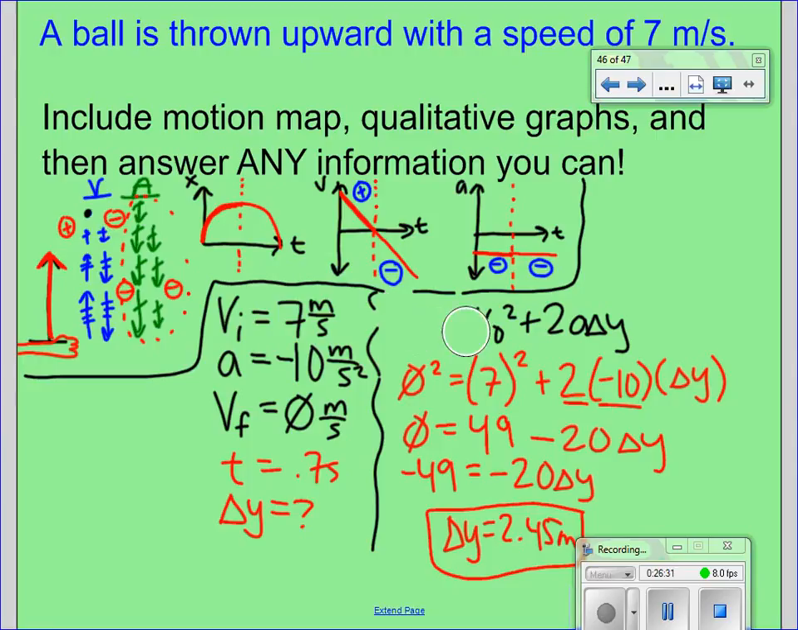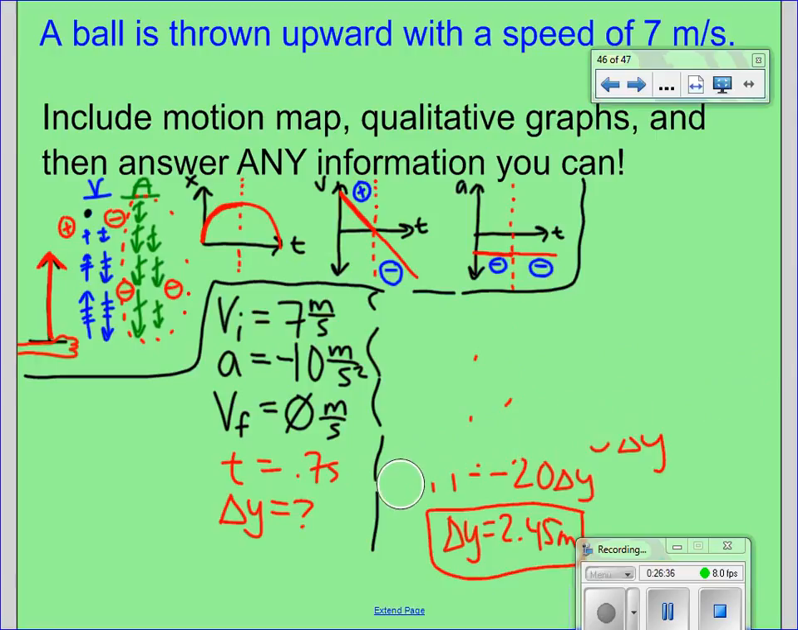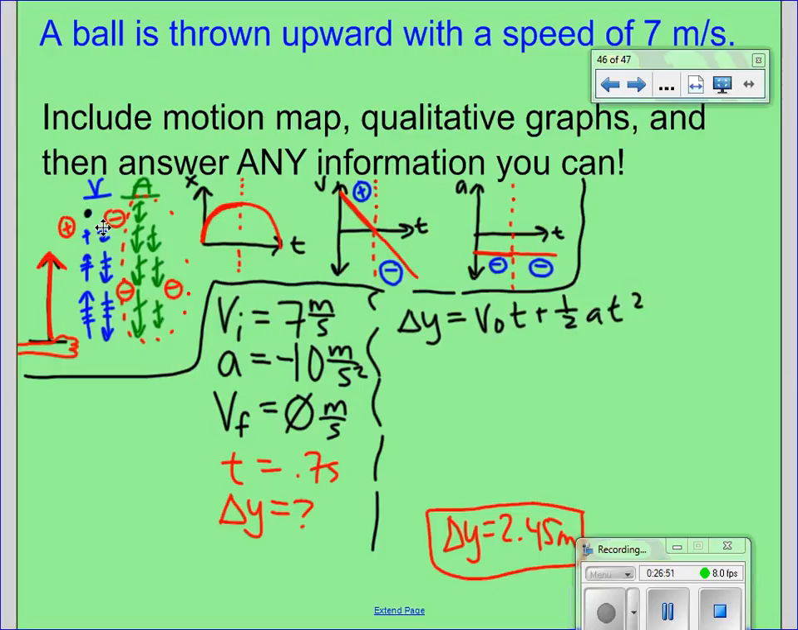Now, to show you how you also could have got the problem right using the other equation, I'm going to do that now. I'm going to leave the answer of 2.45, but I'm going to erase the work and show you the second equation that you could have used. We could have also used this equation right here. Delta y equals v initial t plus 1/2 a t squared. Delta y is what I'm solving for. My initial velocity was 7. The time it takes is 0.7 seconds. Plus 1/2, my acceleration is negative 10. My time is 0.7, and don't forget to square it.